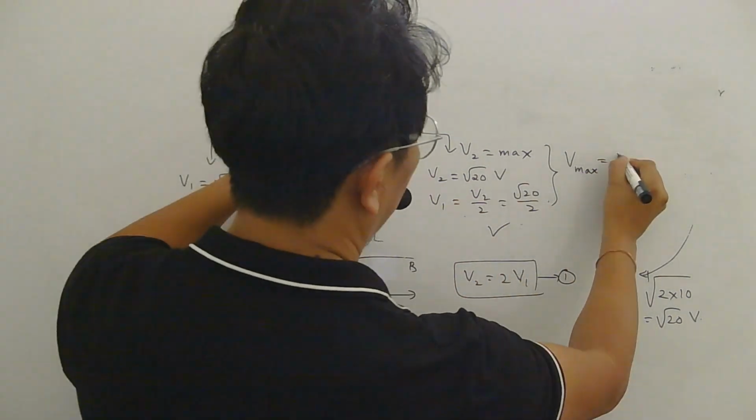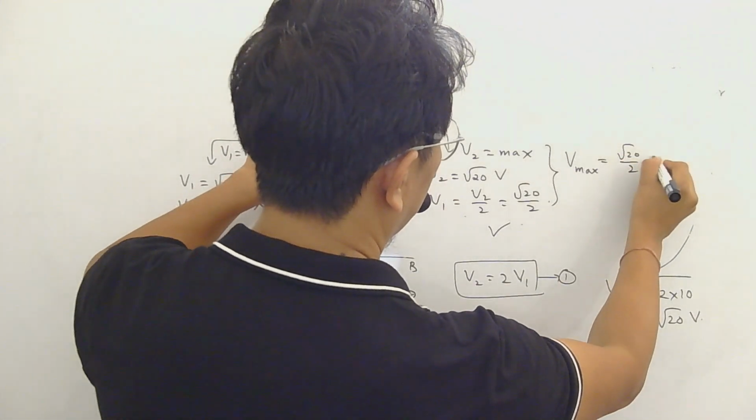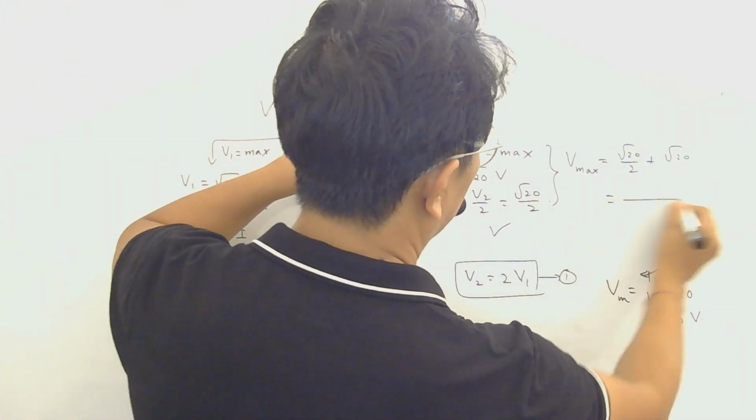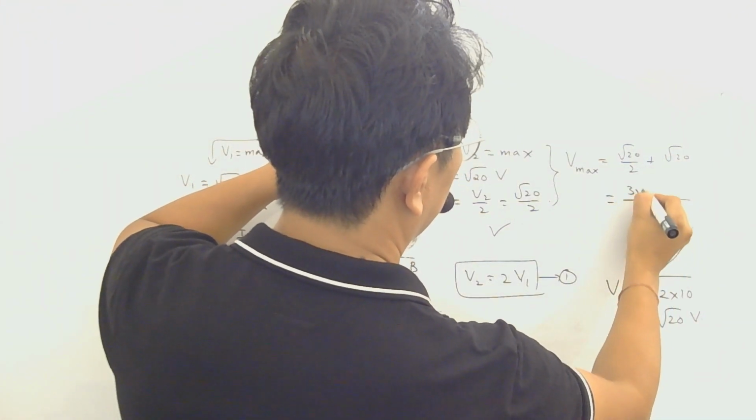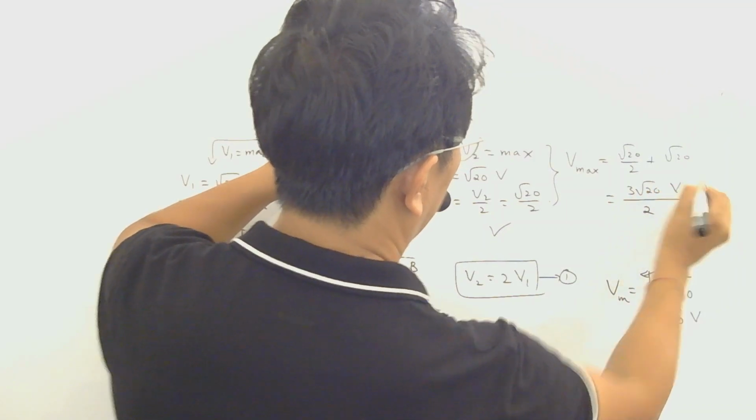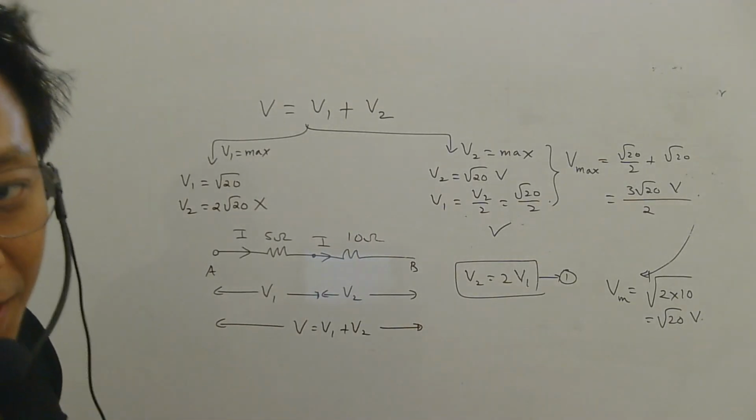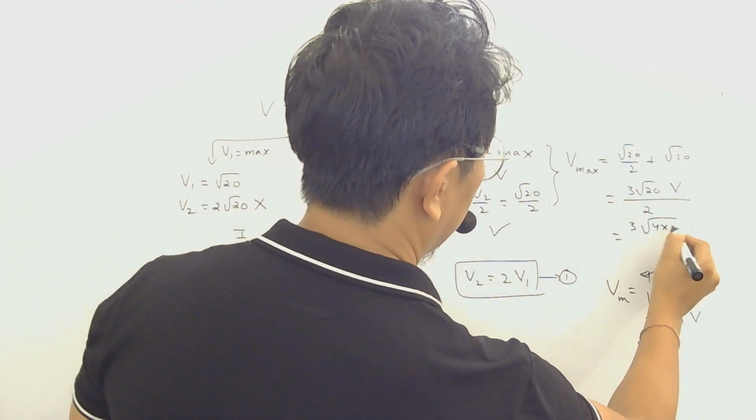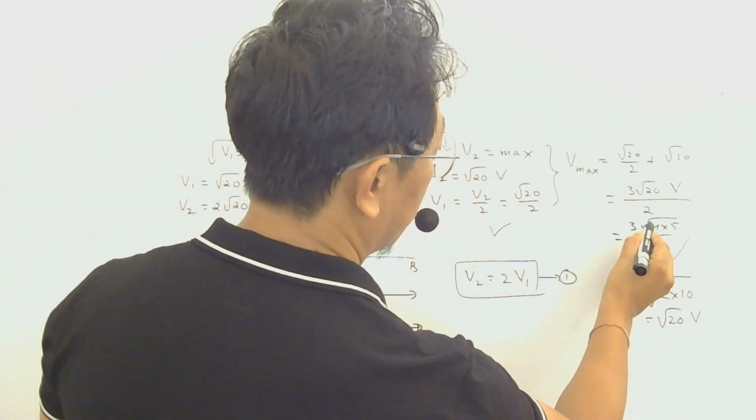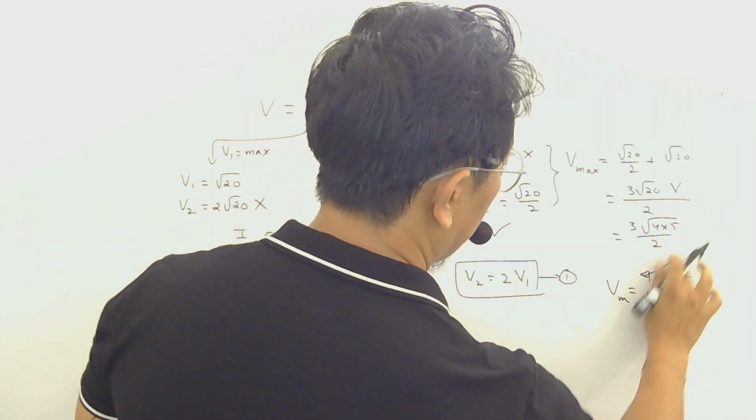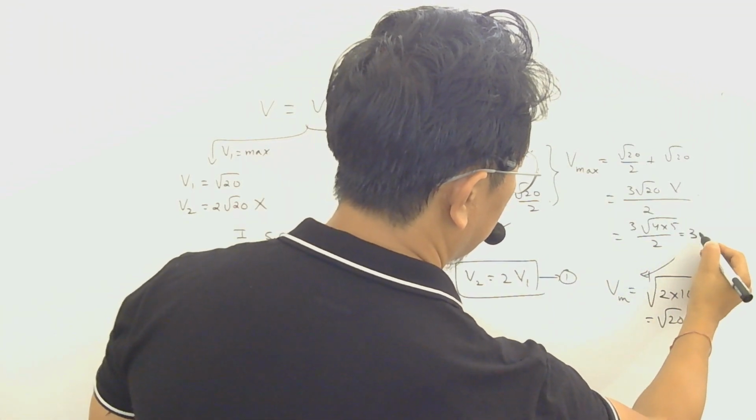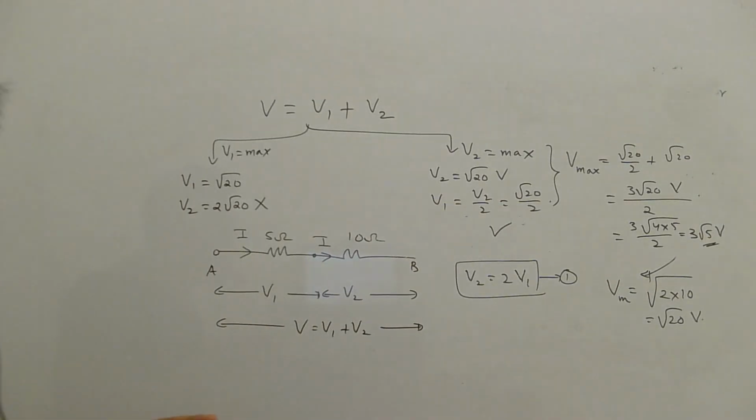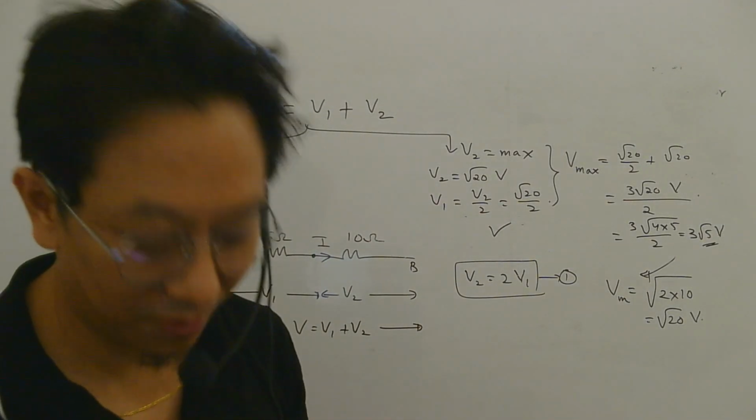This will be root 20 by 2 plus V2 is root 20. So that will be 3 by 2 root 20. So that much maximum voltage can be applied. And this can be simplified as root 20 is root of 4 into 5. Right, and root 4 will be 2, that 2 and these 2 will cancel. So final answer is 3 root 5 volt. Okay. So that's how you have to solve this kind of questions.